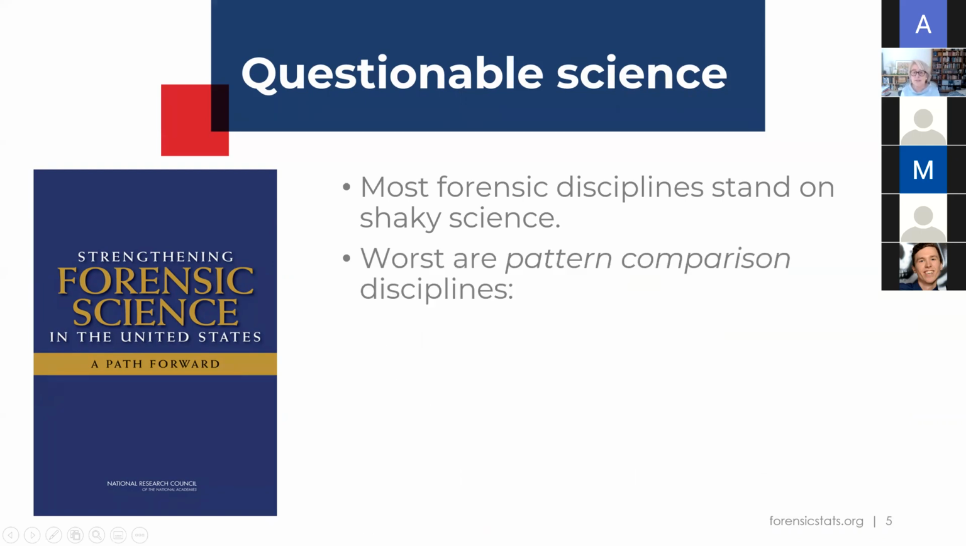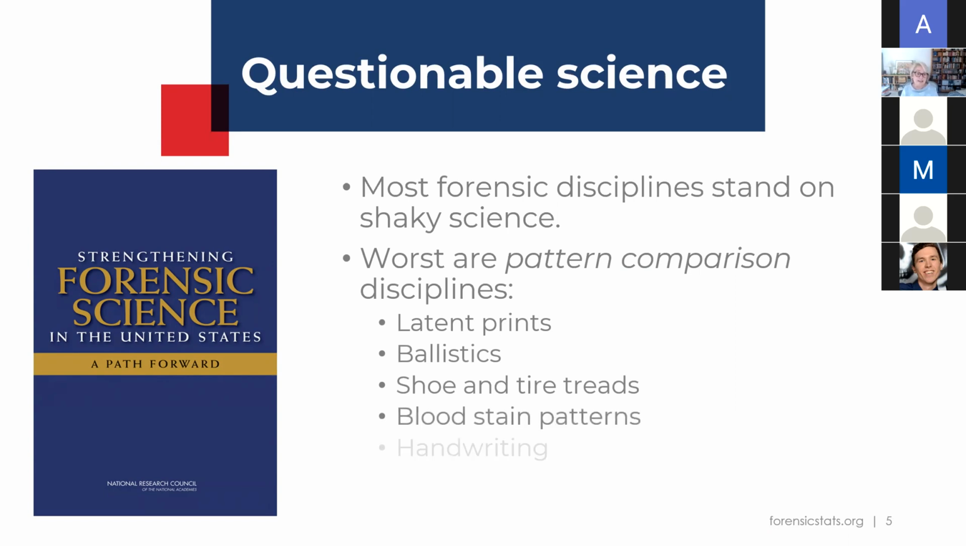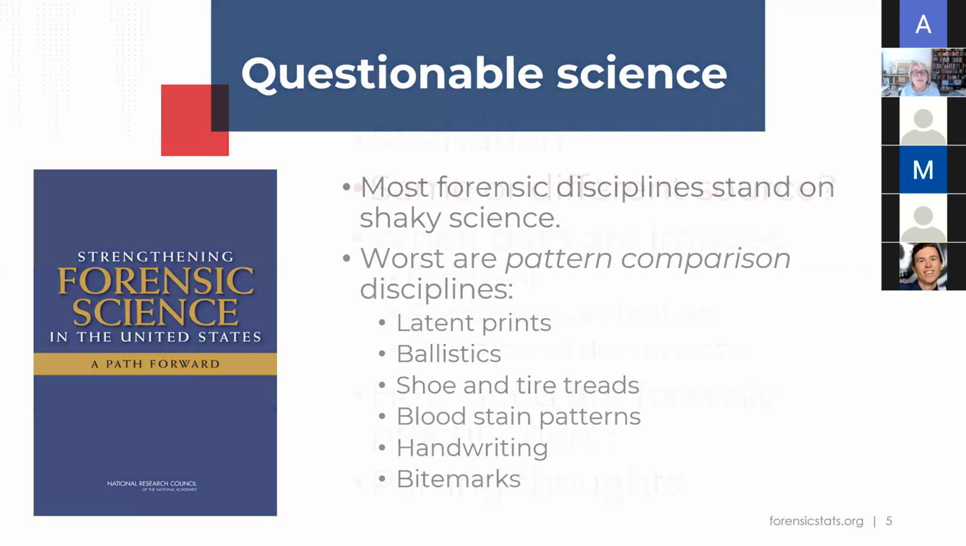And the worst culprits were what are called the pattern comparison disciplines. And those, unfortunately, include many of the things that have a good reputation, like latent prints, like fingerprint analysis, or ballistics, or shoe and tire treads, or bloodstain patterns, handwriting analysis, and of course, our good friend, the bite marks.